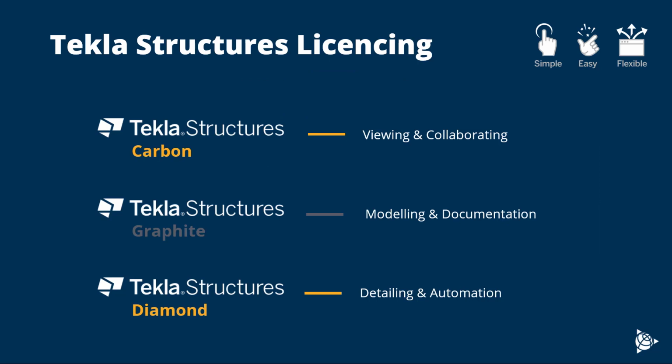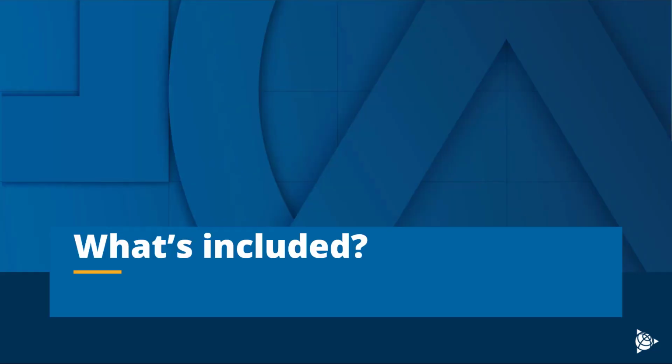And in terms of licensing for Tekla Structures, we have 3 different license types. We have Tekla Structures Carbon for viewing and collaborating, the Graphite for modeling and documentation, and the Diamond for the detail and automation. The Diamond is going to be the best license to look at for light metal framing, as it gives you the full capability of detailing and fabrication outputs.